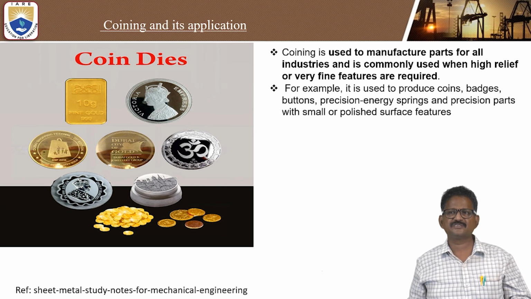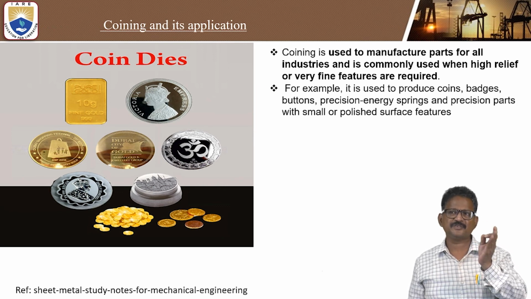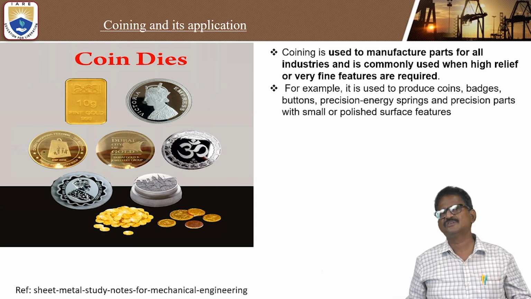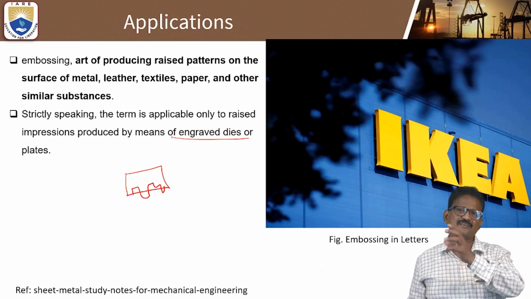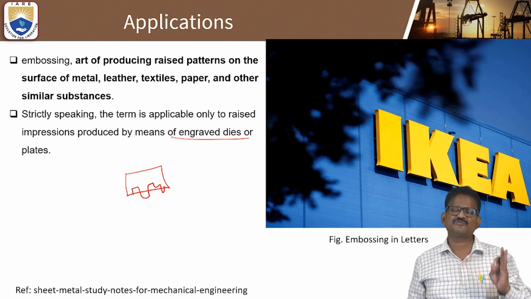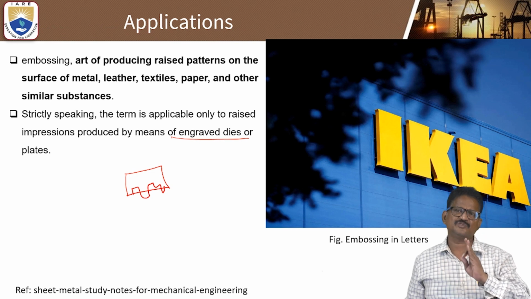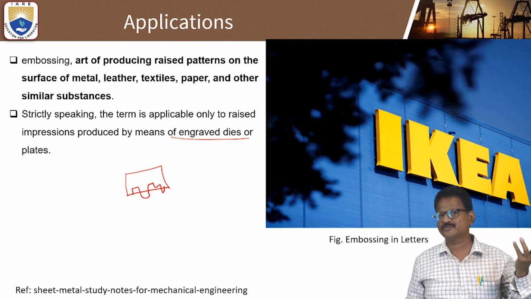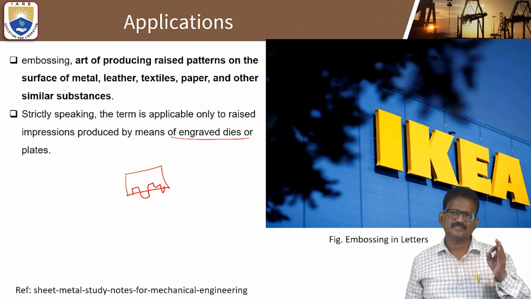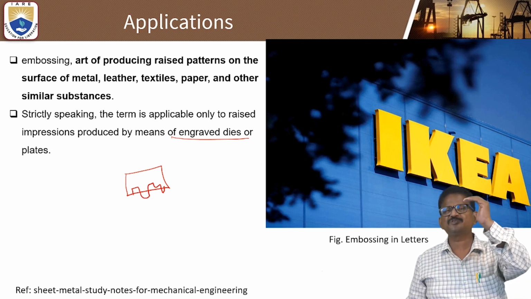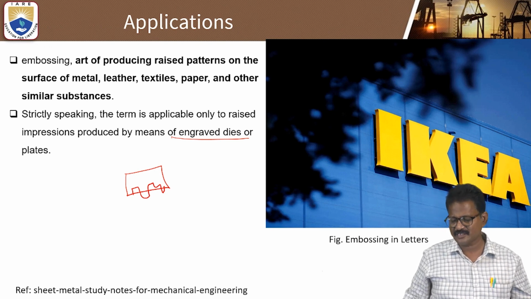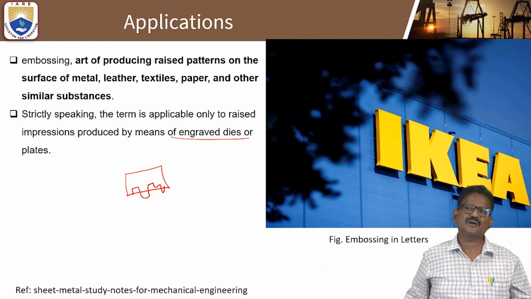Okay, the most important thing is that energy springs and precision parts are most widely used with polished surface features. Another interesting application is name boards and symbols. Embossing is the most widely used process for name boards, leather, textiles, hotels or similar substances. Strictly speaking, the term is applicable only to raised impressions produced by means of engraved dies or plates. So that is the interesting concept of coining and embossing.